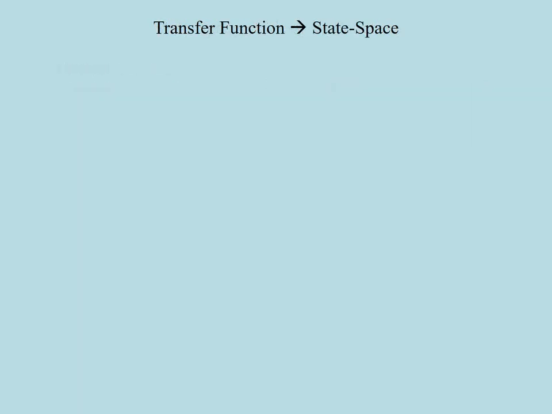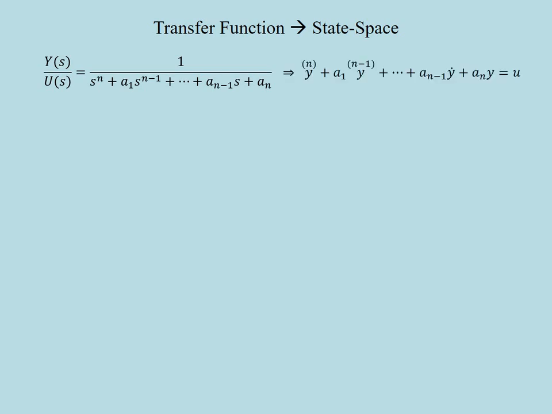Now we consider the inverse problem, namely obtaining a state space representation for a given transfer function. First, we will consider a relatively simpler case. That is, we will assume that the numerator of our transfer function is unity. If you write the differential equation corresponding to such a transfer function, you will have only the input function u on the right-hand side. Now, let us choose the state variables as the output and its derivatives.